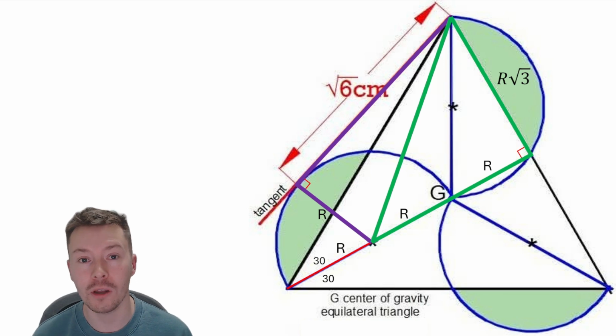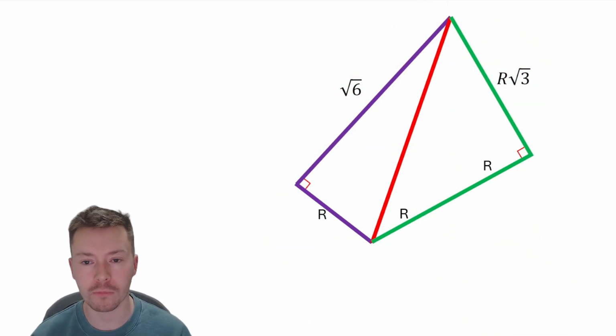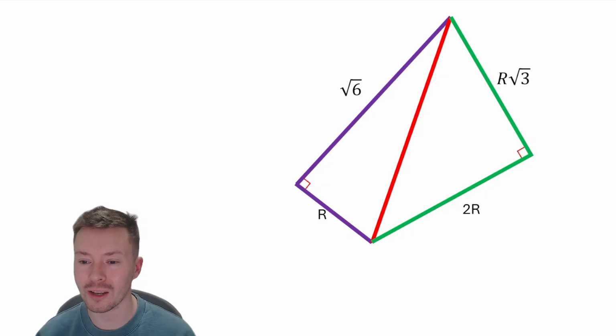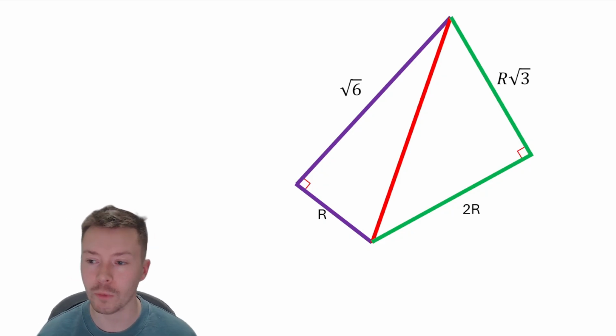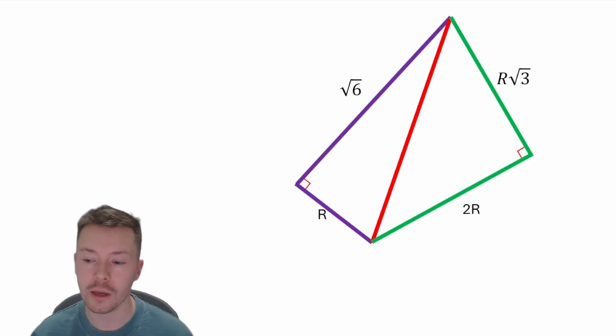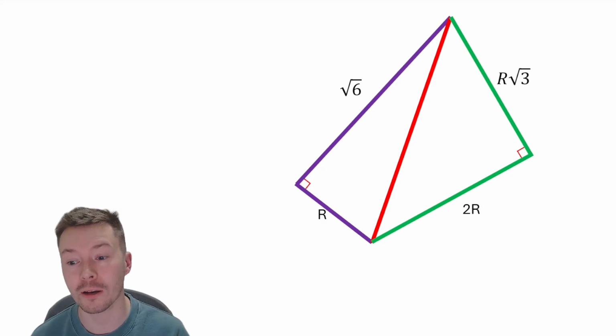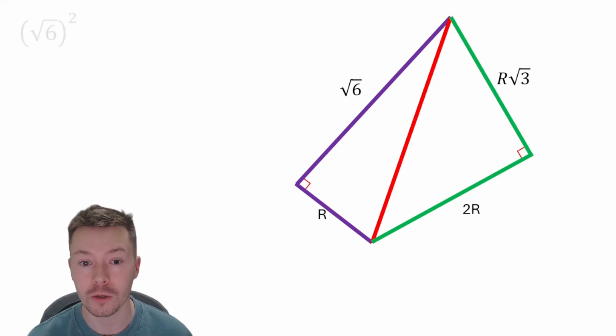Here's another one in green. And I'm going to get rid of all the rest of the stuff here and just keep the important bit. So here are two right-angled triangles, and we've got lengths √6, R, R√3 and 2R. Now, using Pythagoras with both of these triangles, I should get the same answer for that red line, that hypotenuse, for both of them. So let's do that.